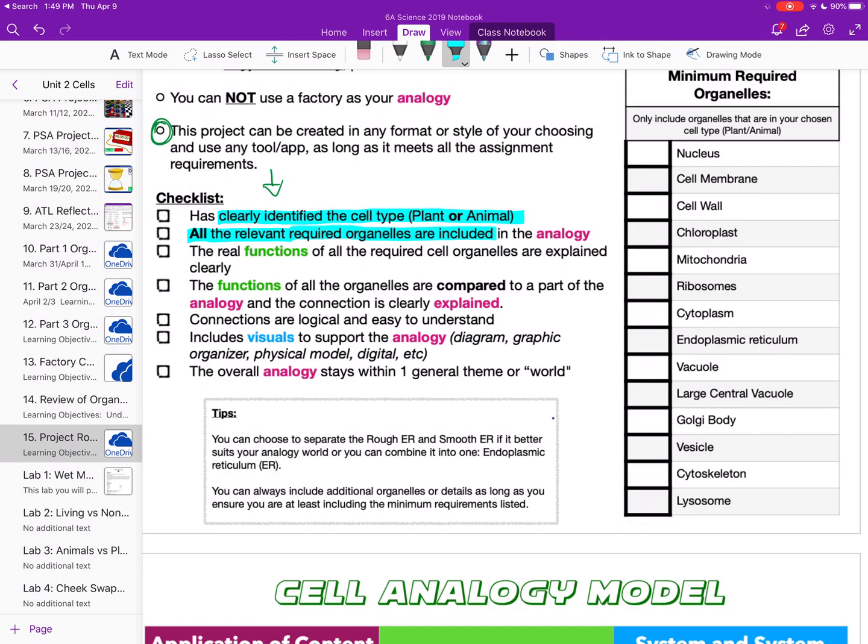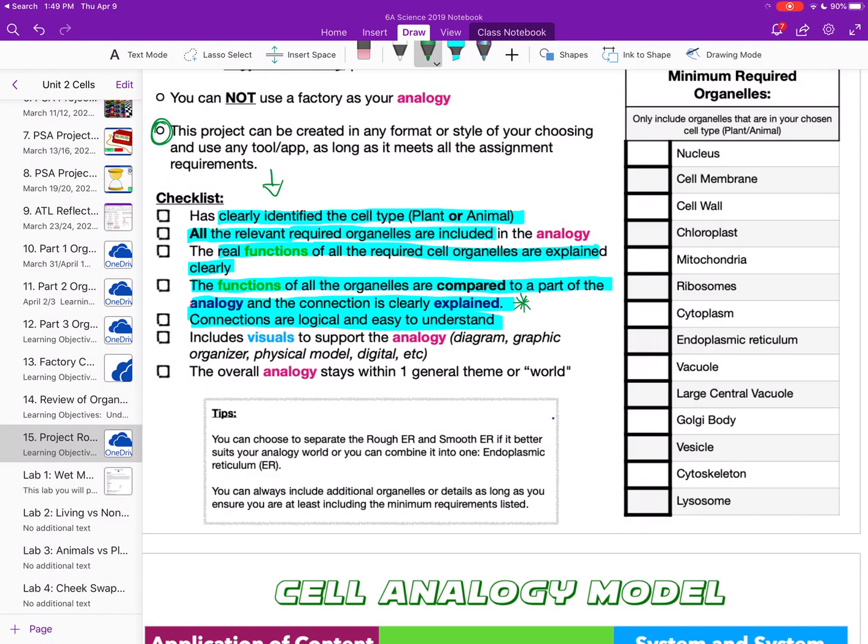Okay. The real functions of all the organelles are explained clearly. You are getting a grade for structure and function, so I need to be able to understand or see your understanding of the cell structures and their functions. The functions of all the organelles are compared to a part of the analogy, and the connection is clearly explained. This is important. This is where I see the depth of your thinking. Why did you pick to compare those two things? What is it about them that is similar? And then it says connections are logical and easy to understand.